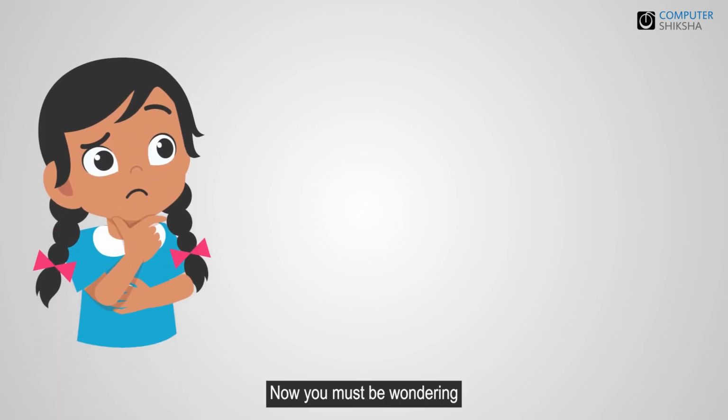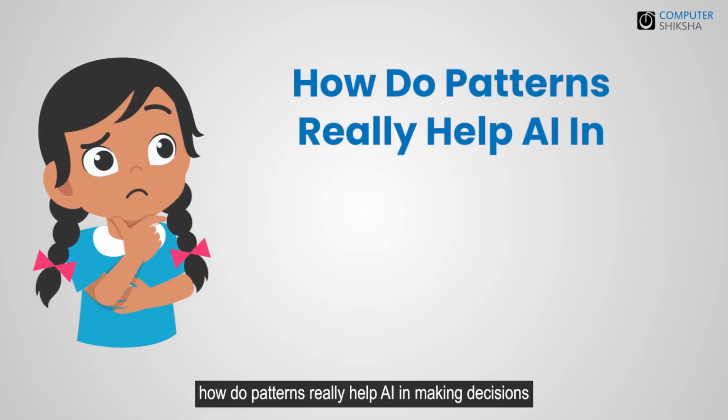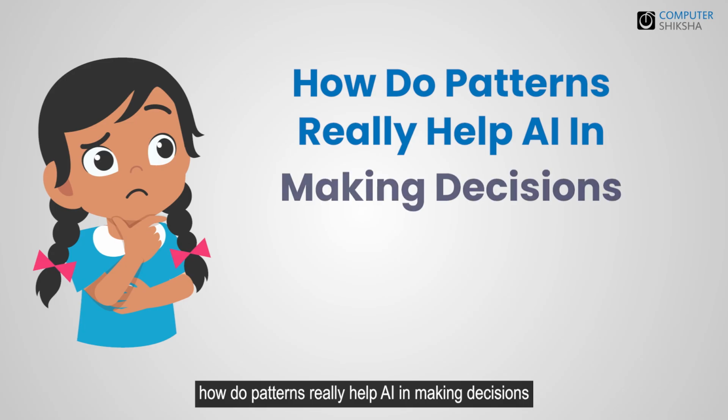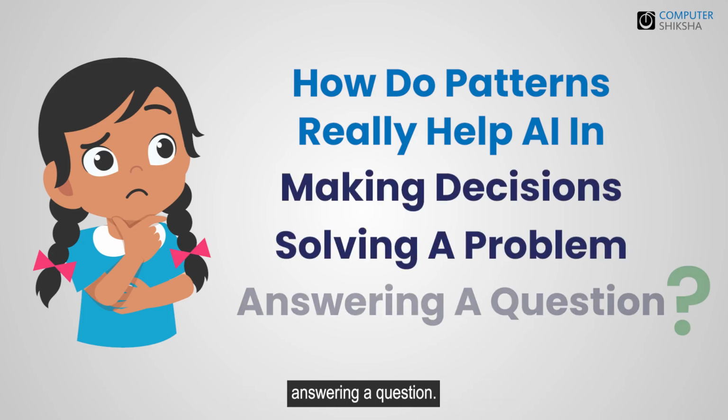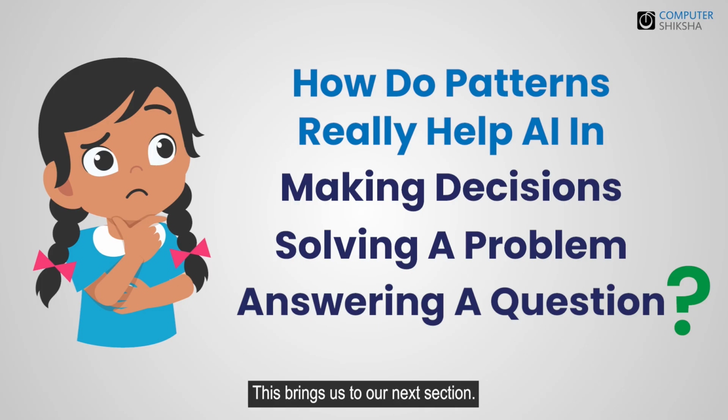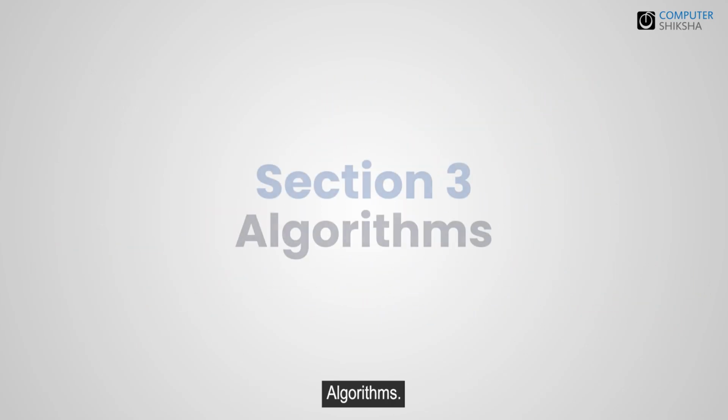Now you must be wondering, how do patterns really help AI in making decisions or solving a problem or answering a question? This brings us to our next section, algorithms.